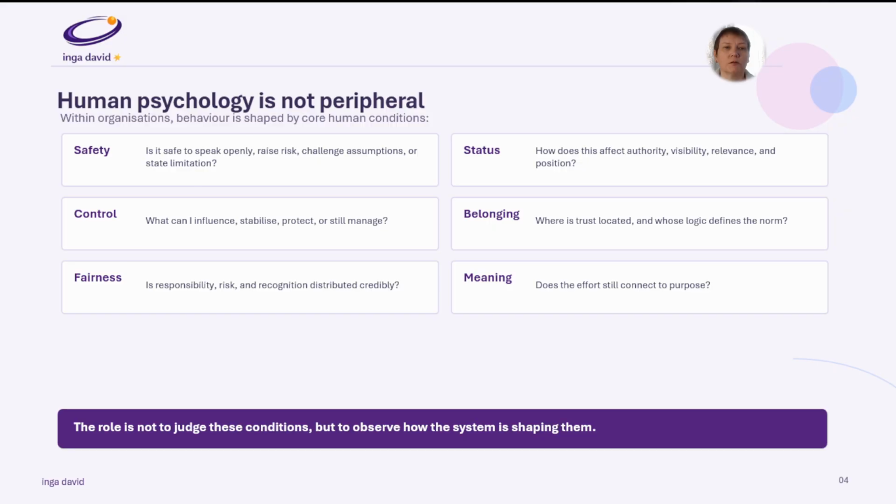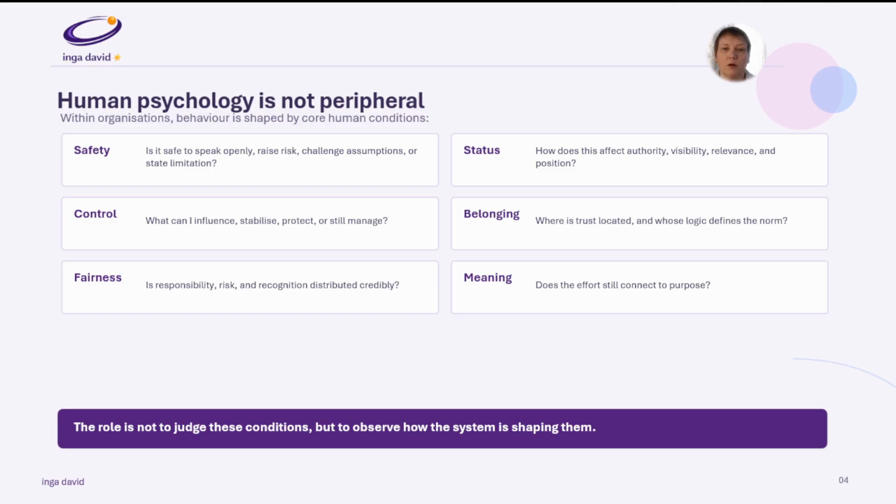Human psychology is not peripheral. Within organizations, behavior is shaped by core human conditions. Safety. Is it safe to speak openly, raise risk, challenge assumptions, or state limitation? Control. What can I influence, stabilize, protect, or still manage? Fairness. Is responsibility, risk, and recognition distributed credibly? Status. How does this affect authority, visibility, relevance, and position?